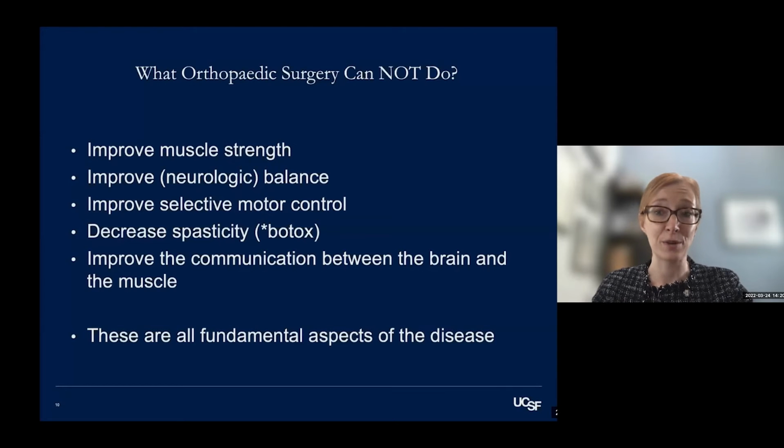But what can we not do? We have a lot of limitations, obviously. We can't improve the muscle strength. We can't improve their balance that comes from the brain.